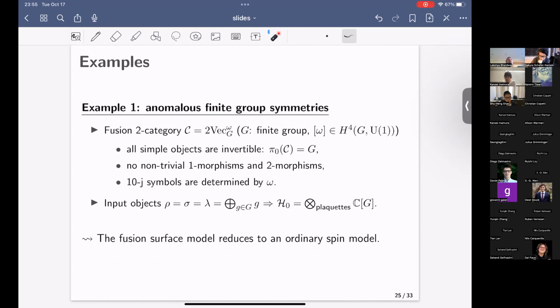Do you have some questions? Oh yeah, just a quick sanity check. When ω is a non-trivial class, the yellow surface is not an on-site symmetry, right? Yes, the yellow surface is not on-site. Thank you.